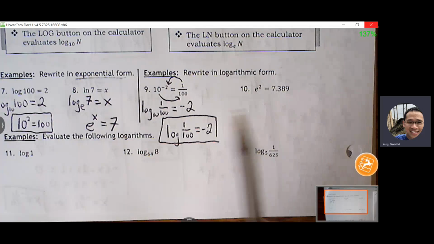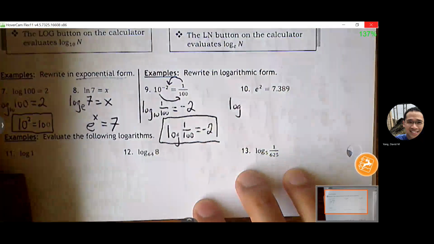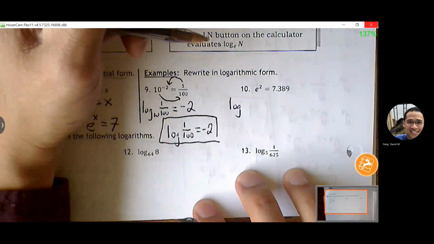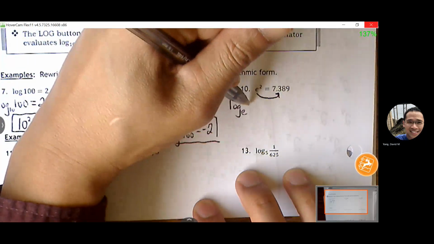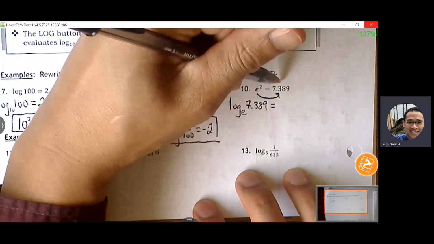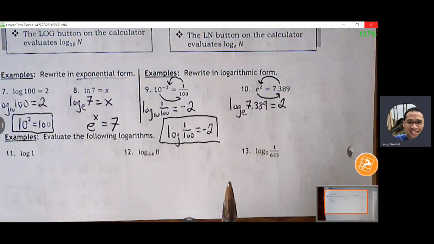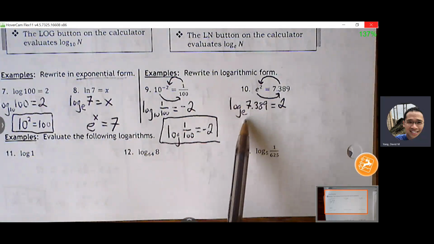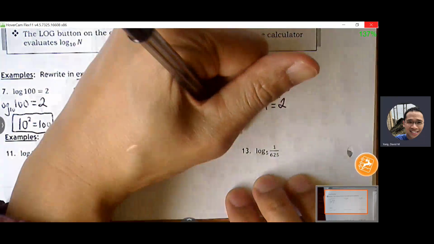Same process, get into log form. Let's get log to show up. Log base e of 7.389 is equal to what? Equals 2. Okay, let's practice writing in shorthand form. We'll replace log base e with what? ln, natural log.